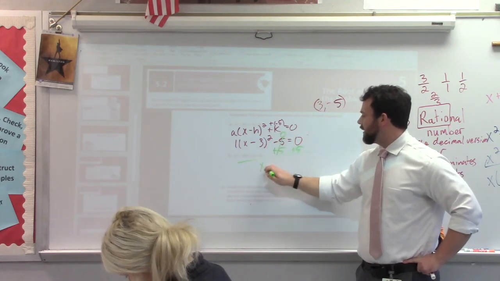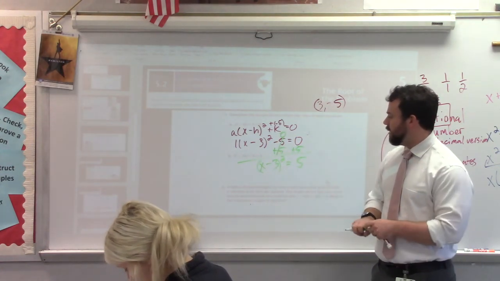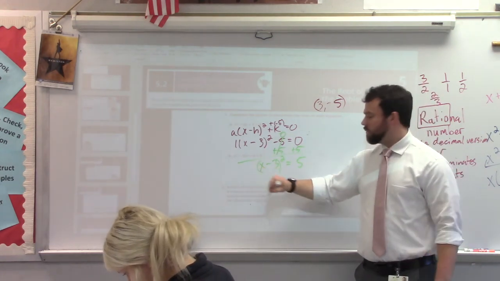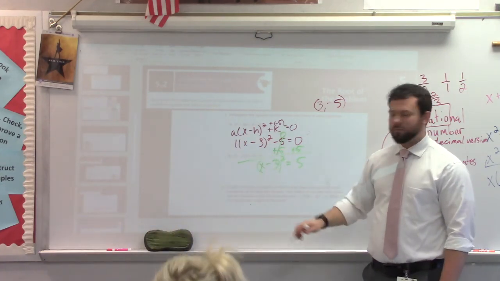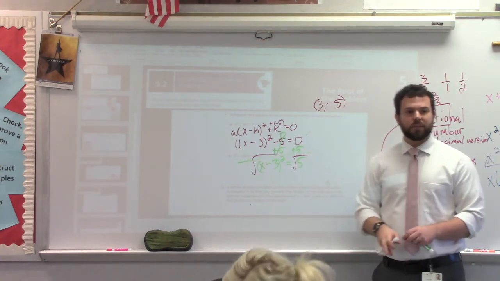That's a 0. So x minus 3 squared is equal to 5. Now what? Remember it's 1, so 1 times anything is just that thing. So take a square root. Can you take the square root of 5? Is that a perfect square?